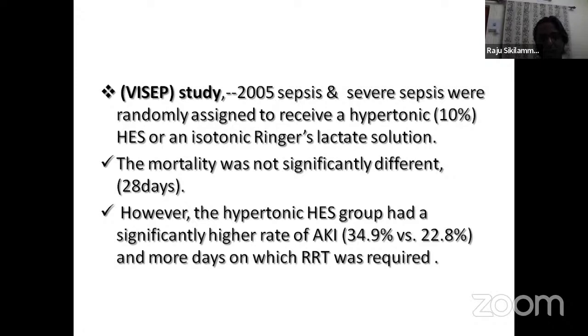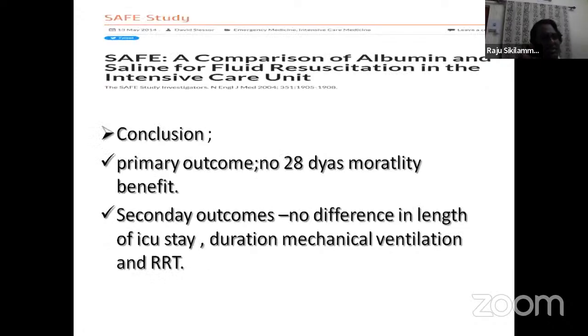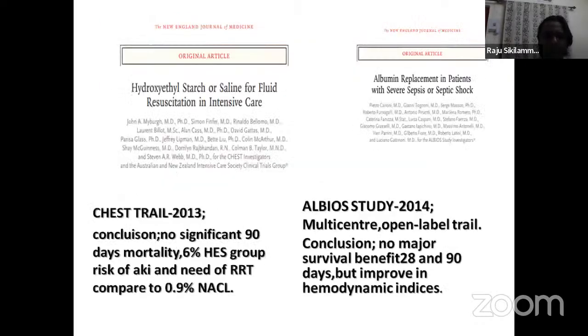Then we come to the SAFE study. The SAFE study was done in 2004. They compared albumin and saline for resuscitation in the intensive care unit. The conclusion was there was no mortality benefit at 28 days, and secondary outcomes showed no difference in length of ICU stay, duration of mechanical ventilation, and RRT.